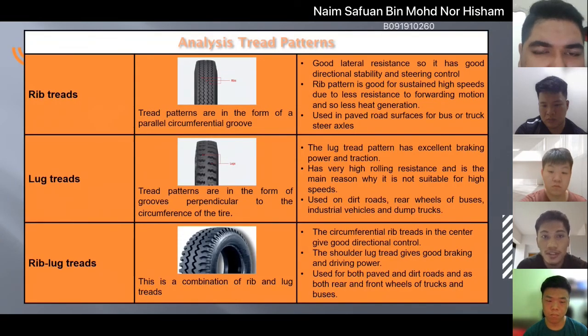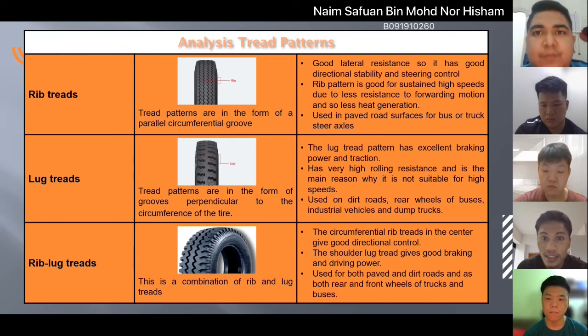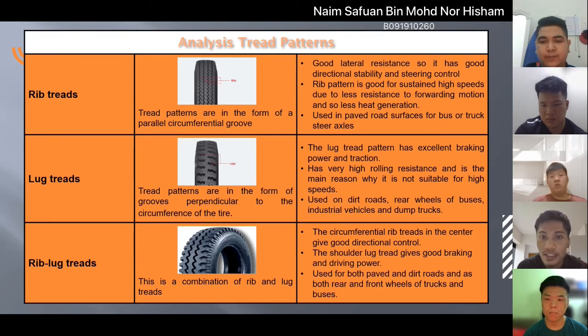Next, we go to the analysis of tread patterns. There are three tread patterns used in vehicles. First of all, rib treads. For the rib tread, the pattern is in the form of parallel circumferential grooves. The benefit of this pattern is good lateral resistance, so it gives directional stability and steering control. The rib pattern is good for sustaining high speed vehicles due to less resistance to forward motion. This tread pattern is usually used on paved road surfaces for buses or trucks.